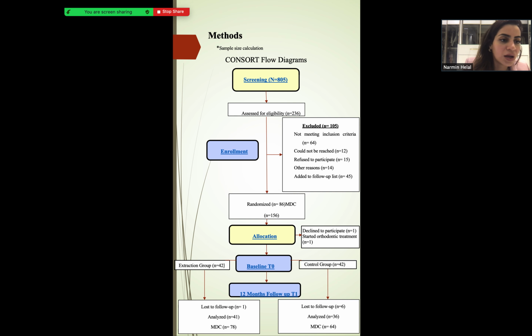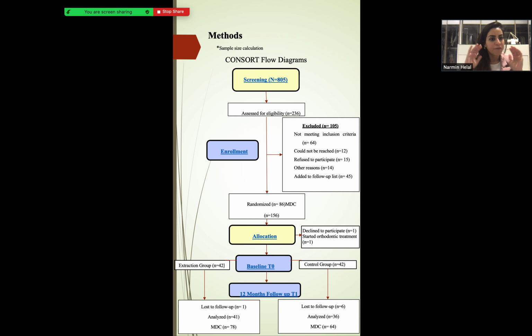After sample size calculation based on previous studies, our design followed the CONSORT flow design of randomized trials. We screened 805 patients, and those patients were assessed for eligibility according to our inclusion and exclusion criteria. To simplify it, for the sake of time, we looked at 9 to 10 year old patients with good panoramic x-rays who had mesioangular canines and clinically had the primary canine present.